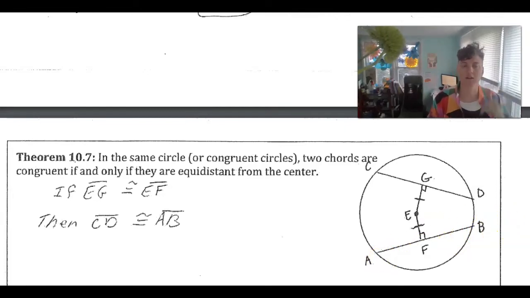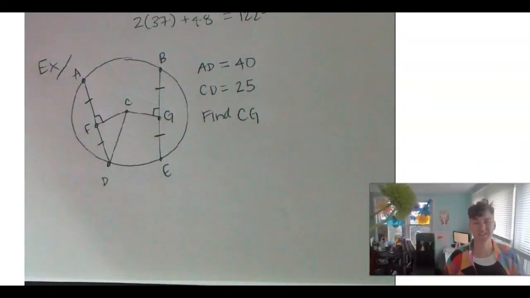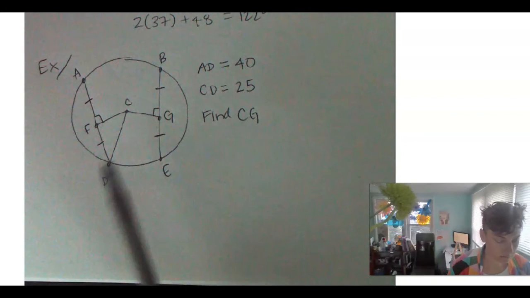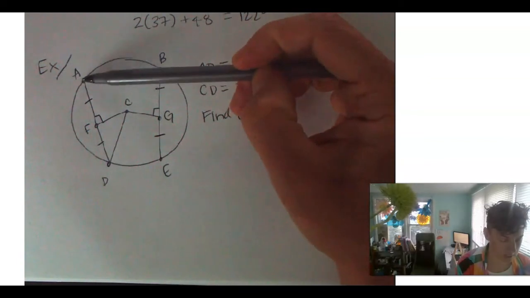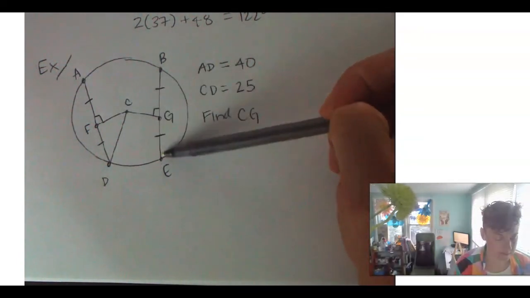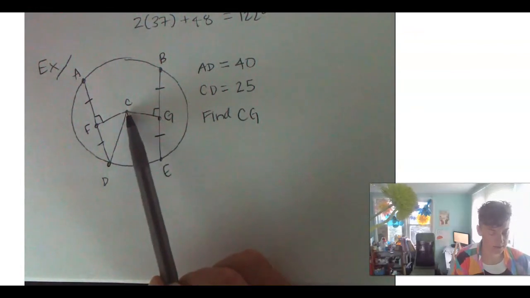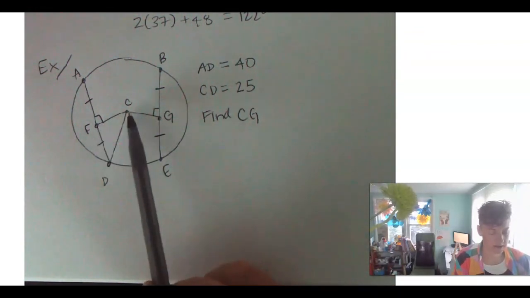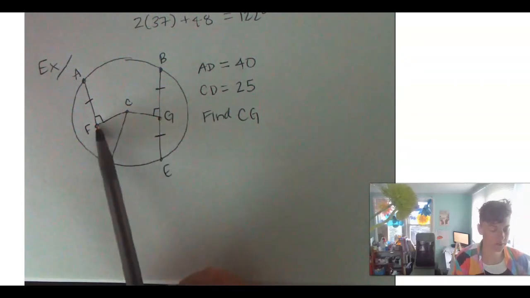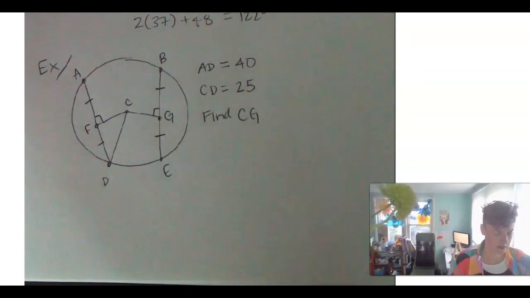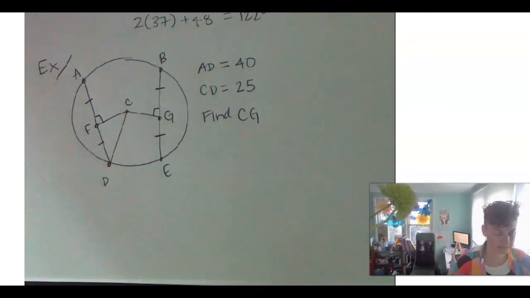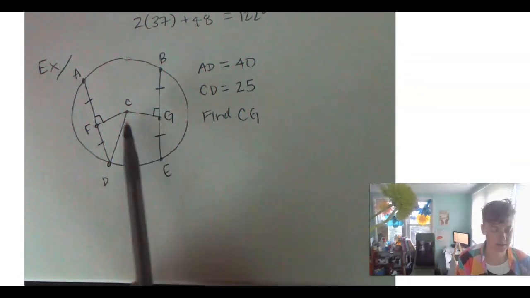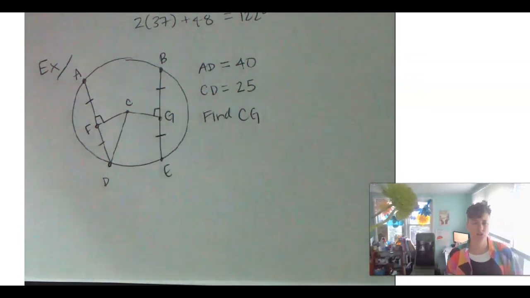All right, let's do some examples with that, and that'll be all she wrote. It's going to be our last example because it's a good one. So we've got the circle, center at C. It's got chords AD and BE. It's got these segments CF and CG that are perpendicular to the chords. And then we've got, looks like a radius C to D. And we are tasked with finding the length of the segment from C to G.